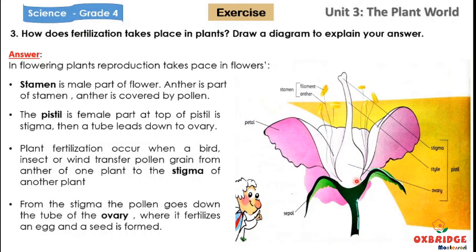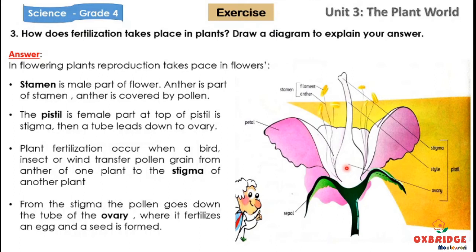Ovary has an egg, and when a pollen grain from the anther falls on the stigma of another plant, from the stigma the pollen goes down to the ovary where it fertilizes the egg and a seed is formed.